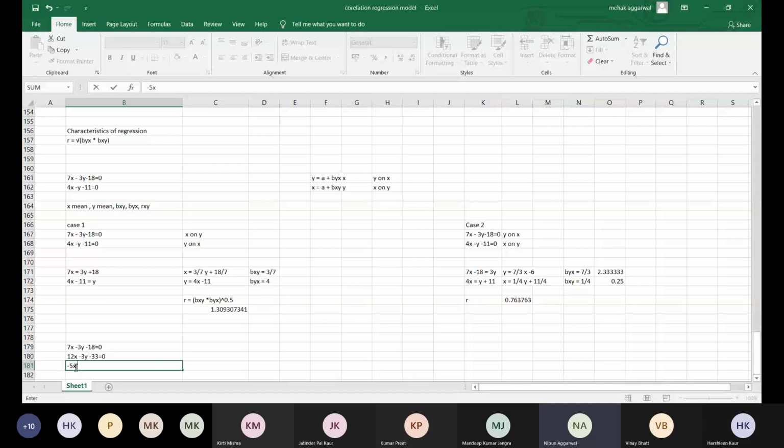and plus 33 minus 18. The sign is plus because it will get added, so plus 33 minus 18 is 15. So plus 15 is equal to 0.